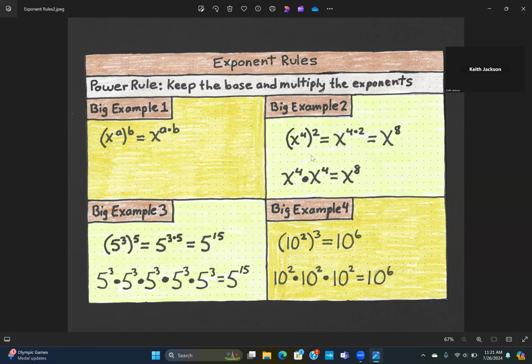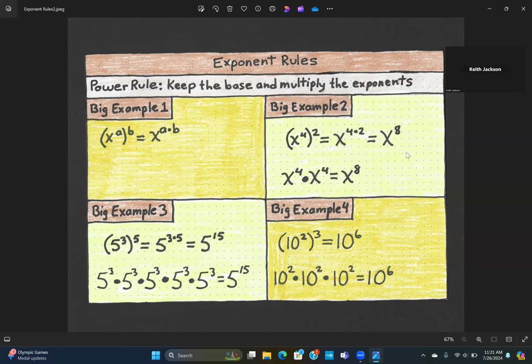So I'm just going to repeat it again. So we have the quantity of x raised to the fourth power, that entire quantity raised to the second power. And what that's going to end up being is this: x raised to the 4 times 2 power, which will give us x raised to the 8th power.